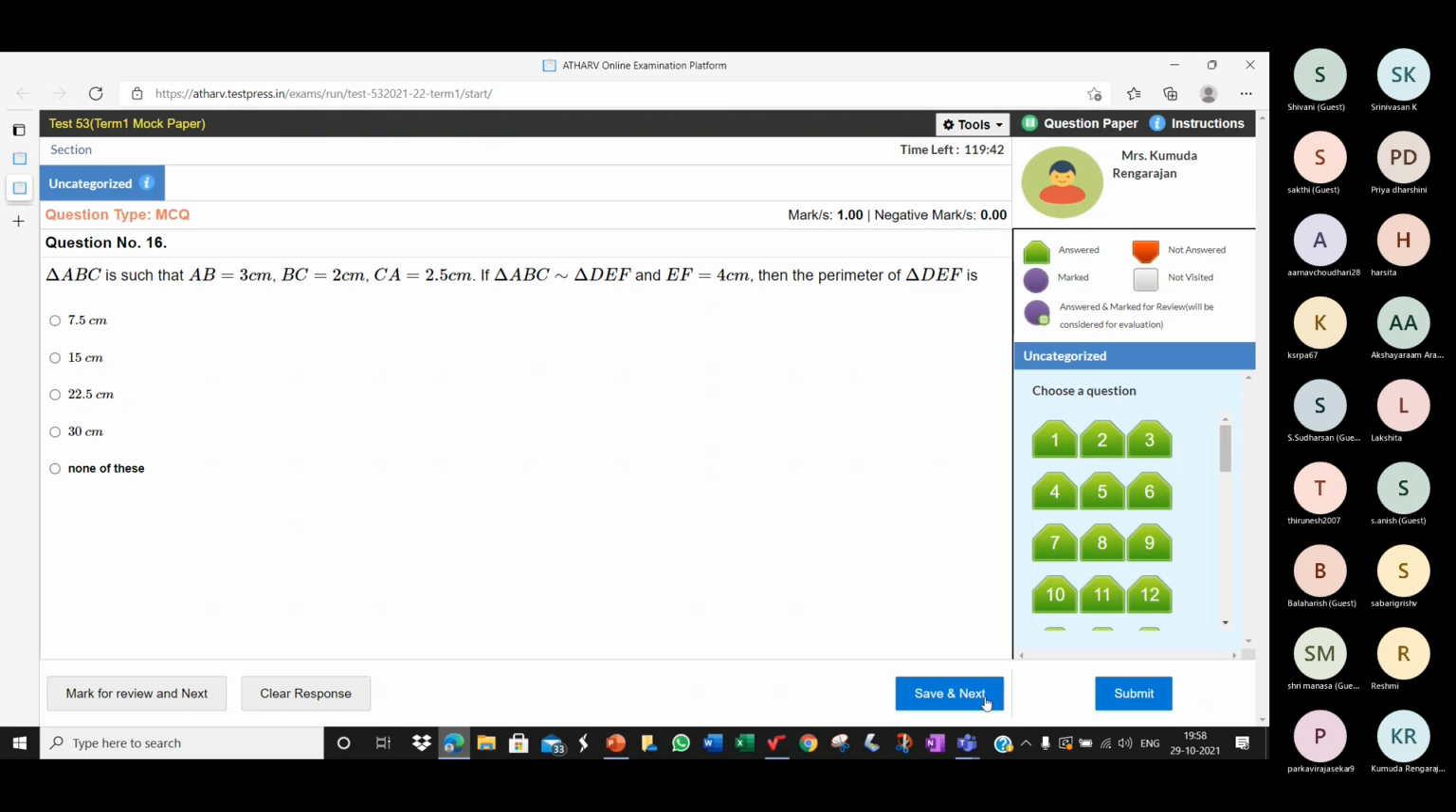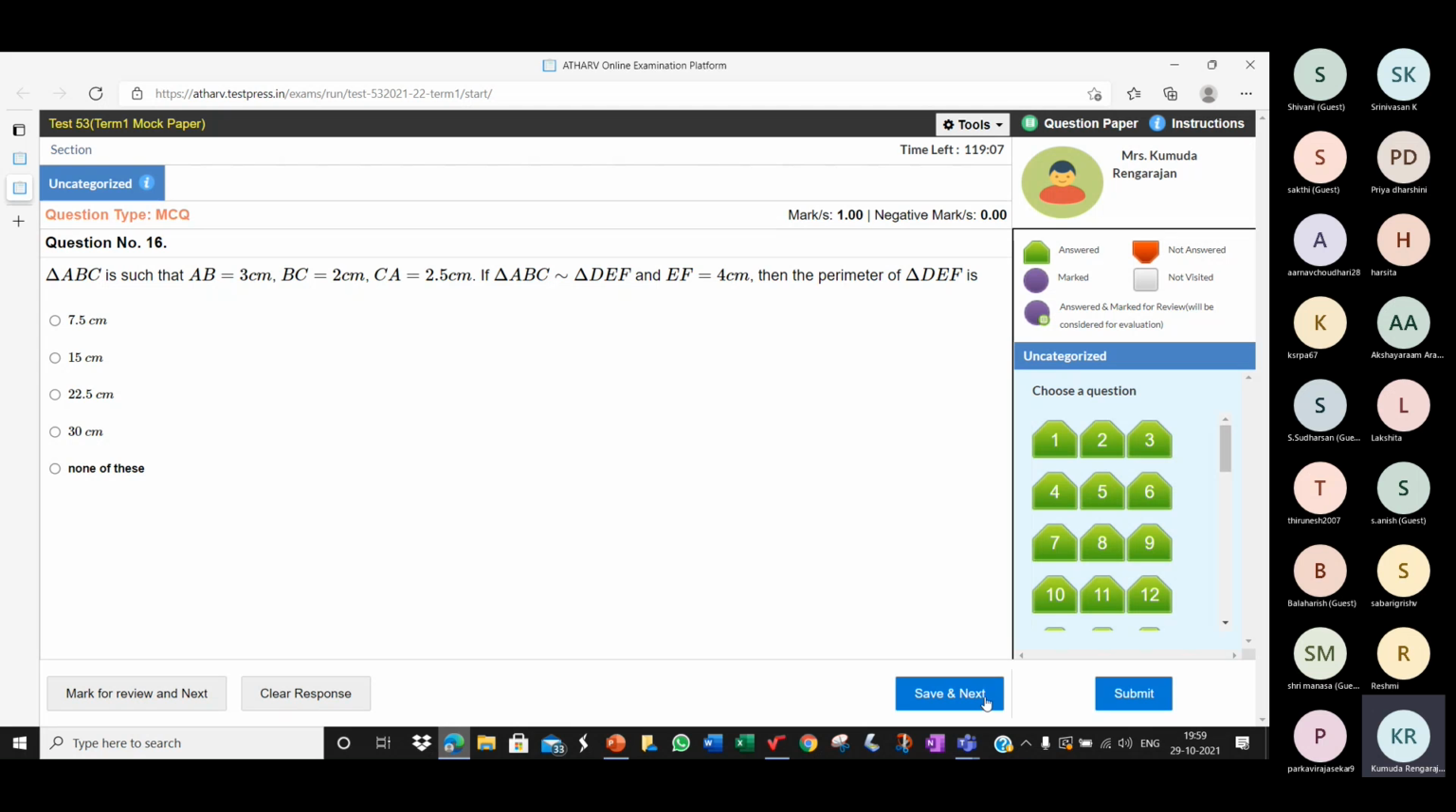So you can see that BC and EF are the corresponding sides, because ABC is similar to DEF. What Priyadarshini has noticed is if BC is 2, EF is 4, it's double. And we know the ratio is the same everywhere. The ratio of the corresponding sides will be the same in two similar triangles. So her method is: if BC is 2, corresponding side EF is 4.